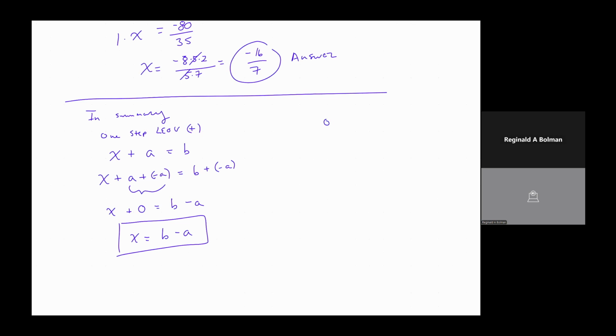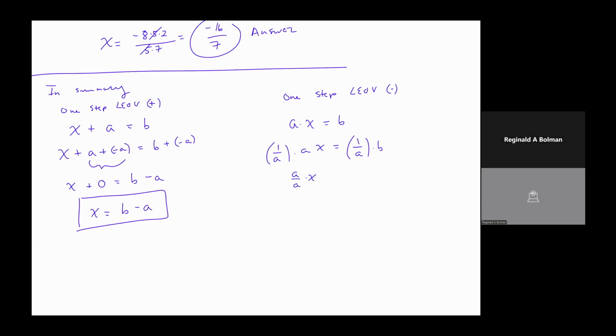And then we consider what happens when we have a one-step LEOV under multiplication, where you might have a number times something is equal to something else. And we said that anytime we have a LEOV under multiplication for these one-step problem statements, you can just take a number, you multiply its inverse on both sides of an equal sign. And then what happens is that by the multiplicative inverse law, you get a number divided by itself, which will just give you 1. So the coefficient in front of x is almost as if by magic transmuted into the number 1. And you get x is equal to b over a.